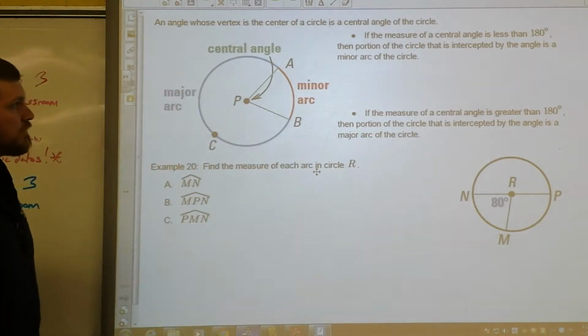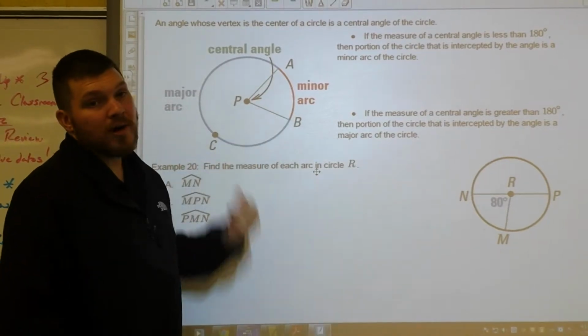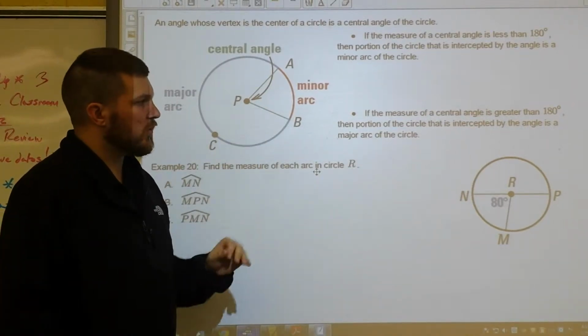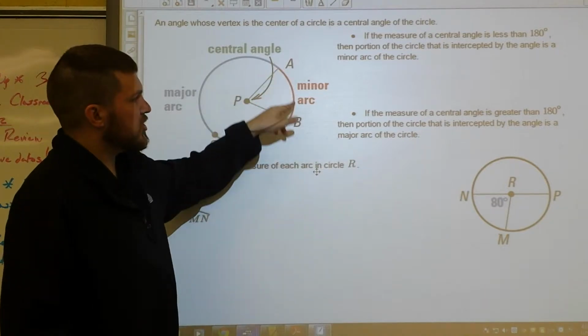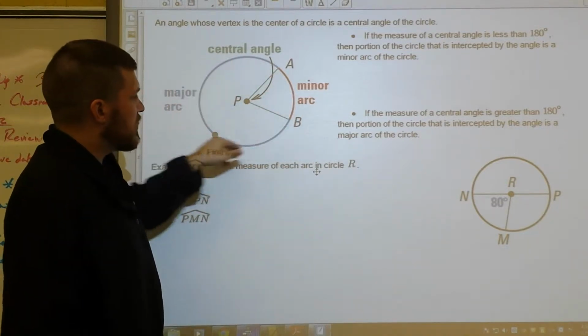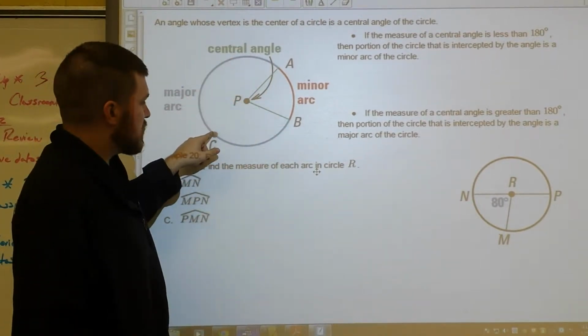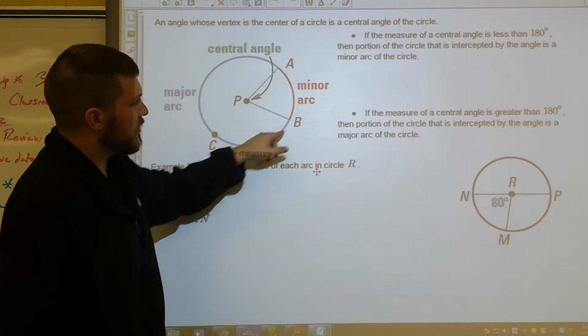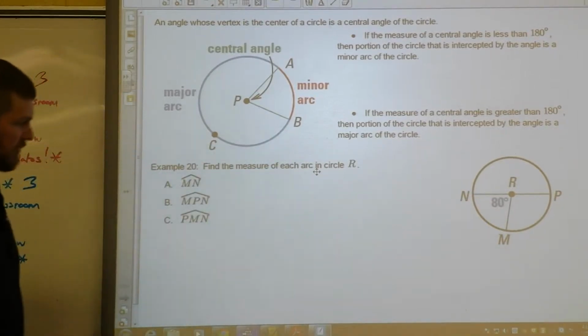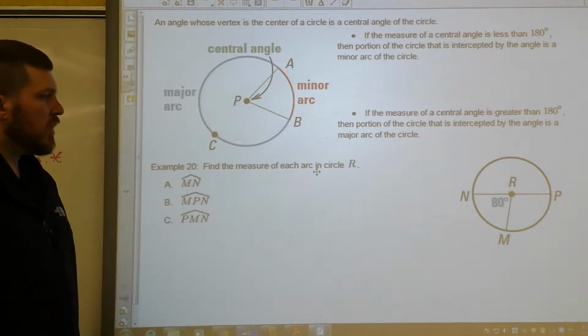Okay, now, a couple things about naming arcs. If it's a minor arc or a semicircle that's perfectly 180, then you only need 2 points on the circle to name it. If it's a major arc, then you need 3 points. Your starting point, somewhere along the way for a pit stop, and then your final point, okay, because you're traveling a long way.